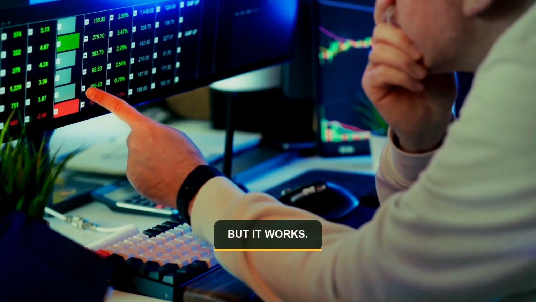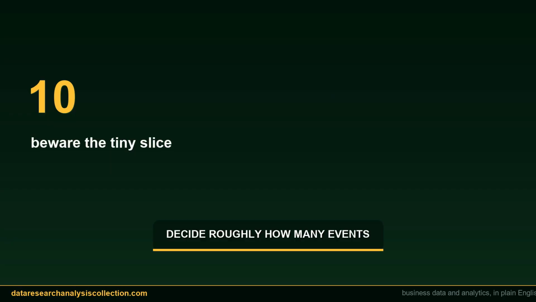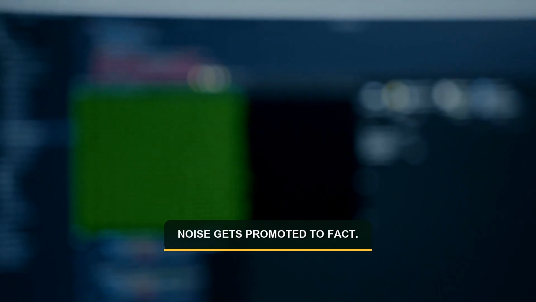The fix is boring, but it works. Decide roughly how many events you need before you start. Let the test reach that size, and only then look. Deciding the finish line after seeing the race is how noise gets promoted to fact.